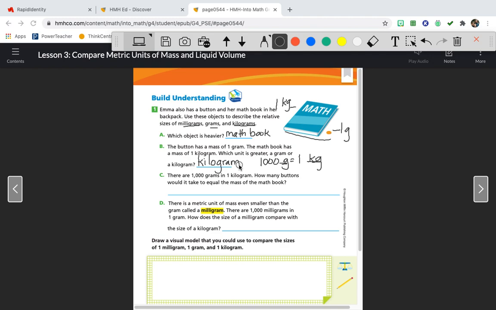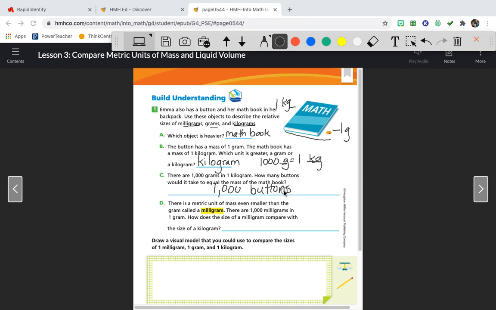C, there are 1,000 grams in 1 kilogram. How many buttons would it take to equal the mass of the math book? So we know that the button has 1 gram. We know that the math book is 1 kilogram. So to make these two equal, we would have to add 1,000 buttons because we know that it takes 1,000 grams to equal 1 kilogram.